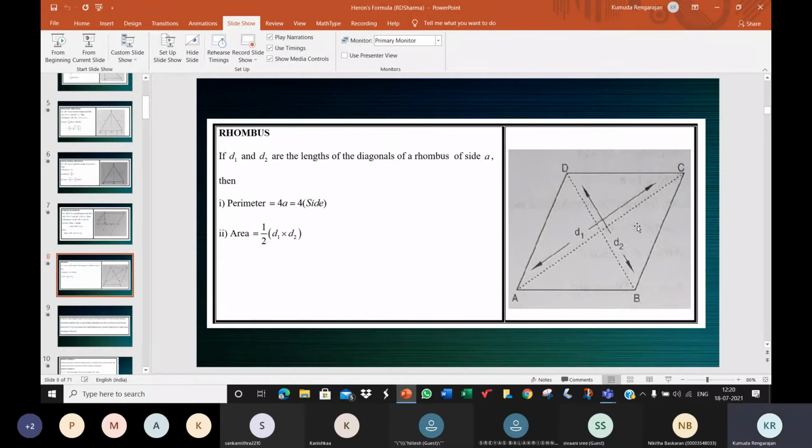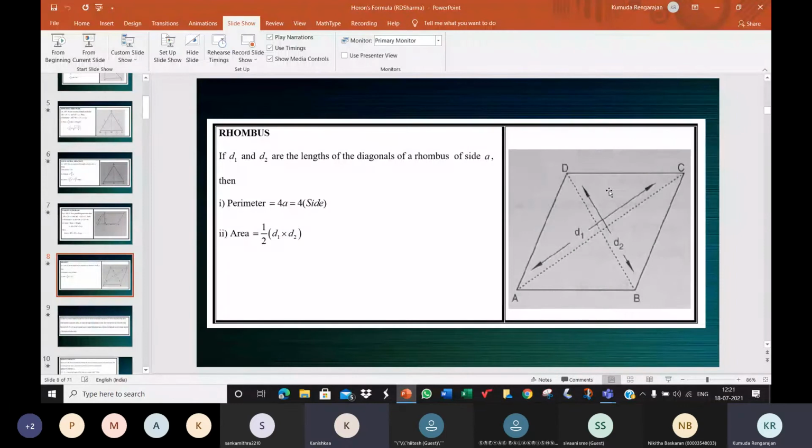If they're equal, why should we find the other diagonal? Half D1, D2, both D1 and D2 will have the same measure, right? So the property is, yes.